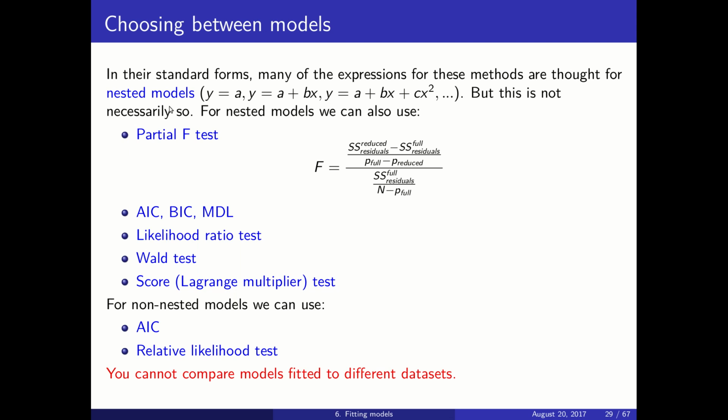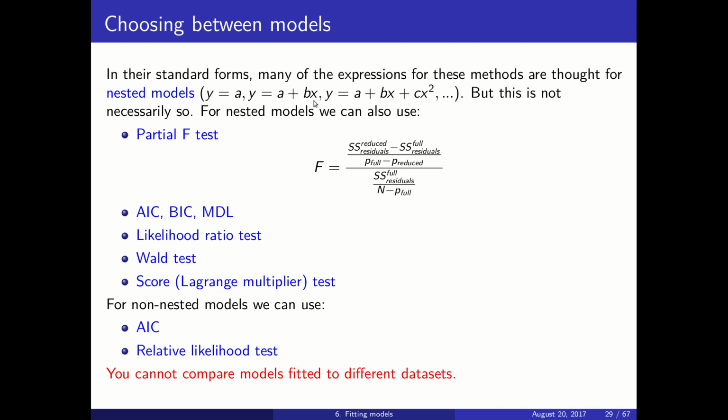So many of these tools, like all these ones here, they are designed for nested models. So nested models are models in which one of the models is a particularization of the other one. Okay, so let's say that we have polynomials of degree 0, 1, 2, 3, and so on. So the polynomial of degree 0 is a particularization of the polynomial of degree 1 when b is equal to 0.